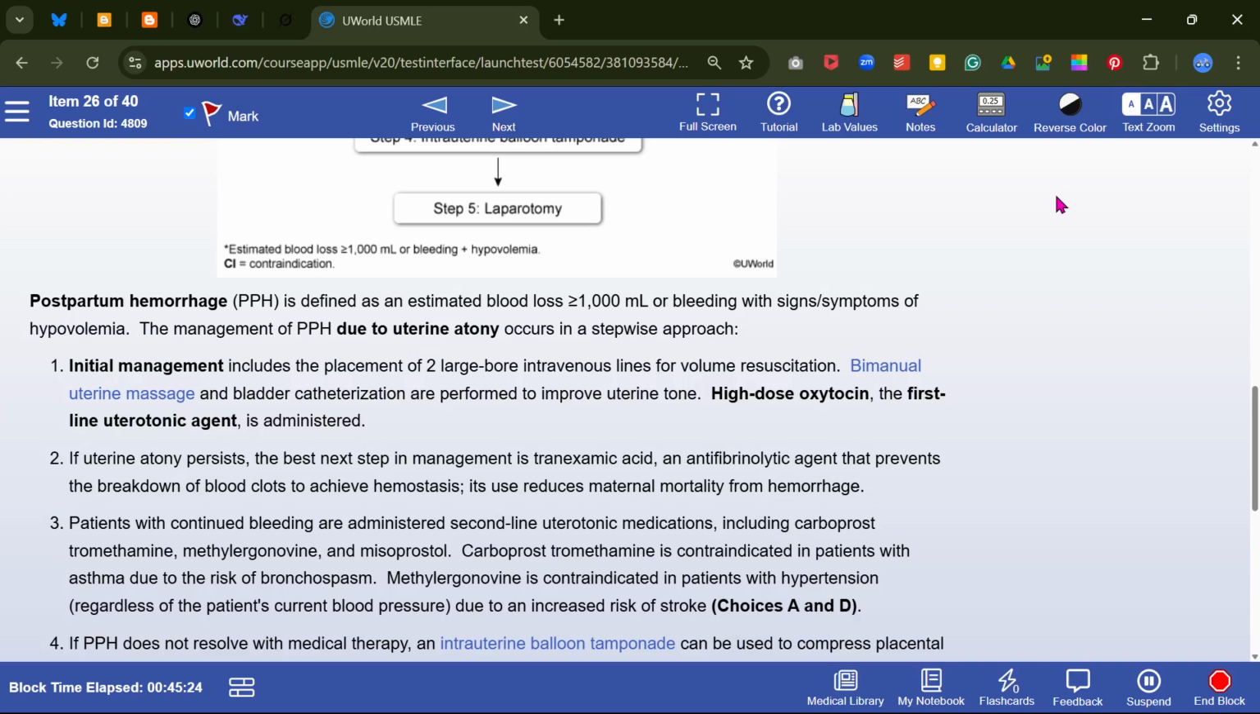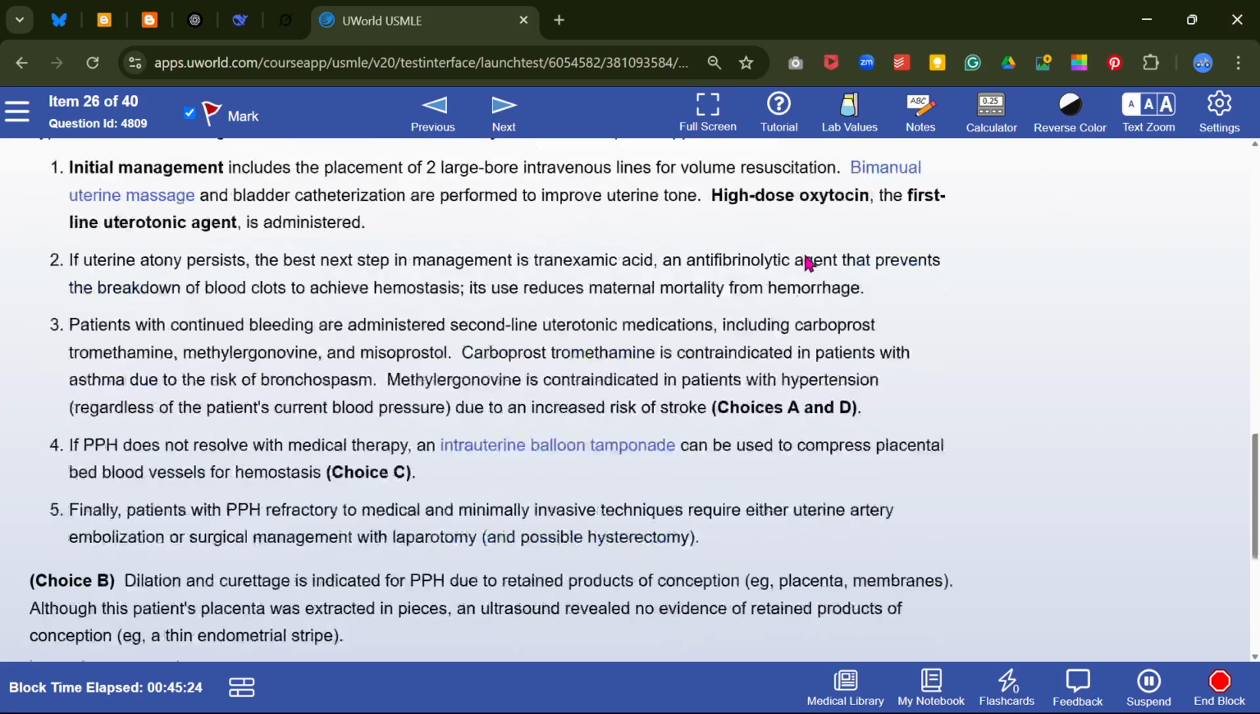The best next step in management is tranexamic acid, an antifibrinolytic agent that prevents the breakdown of blood clots to achieve hemostasis. It reduces maternal mortality from hemorrhage. Patients with continued bleeding are administered second-line uterotonic medication including carboprost tromethamine, methylergonovine, and misoprostol. Carboprost tromethamine is contraindicated in asthma due to risk of bronchospasm. Methylergonovine is contraindicated in patients with hypertension due to increased risk of stroke.